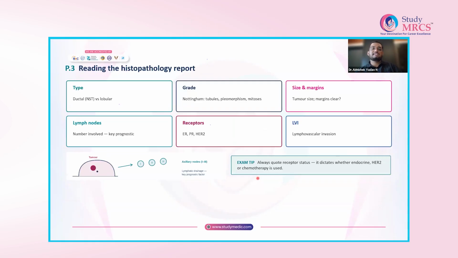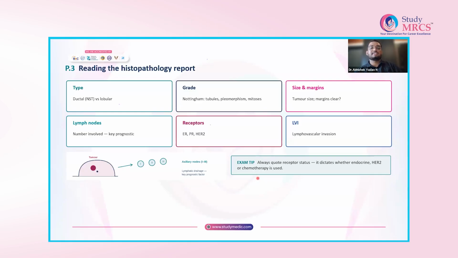Whenever in this station, most of the time we have a histological report. So what are the things you should look for in a histological report? First, the type of the tumor would be mentioned. The appearance on histopathological examination would look like a ductal carcinoma or a lobular carcinoma. Then the grade and the Nottingham prognostic index would be mentioned. Then you have to ask about the margins, whether they are clear, and the tumor size. Then the lymph node status, which is a key prognostic indicator in breast carcinomas.